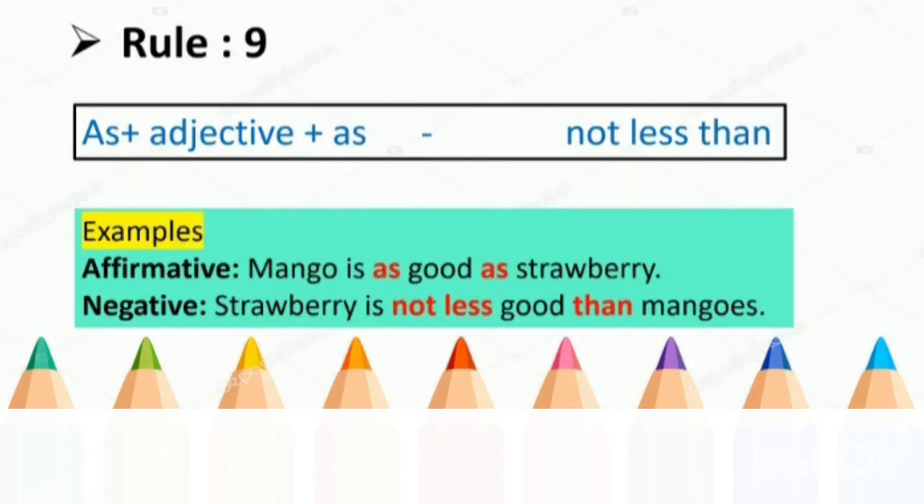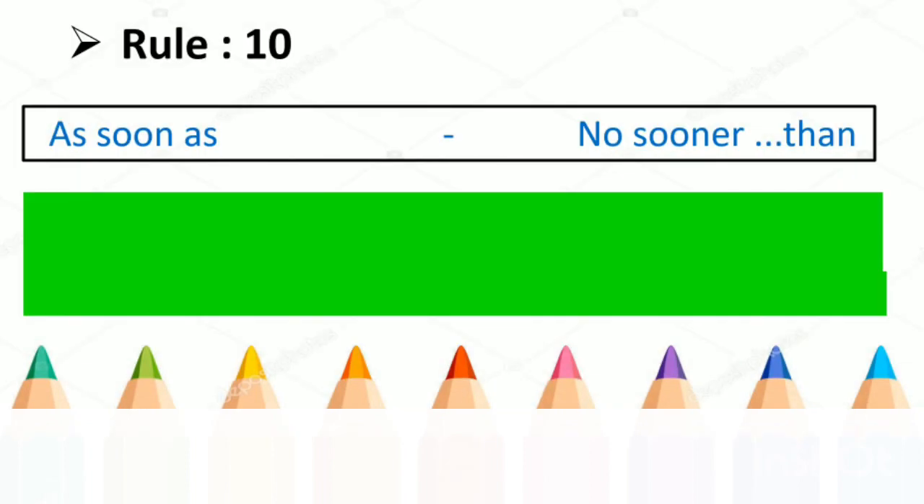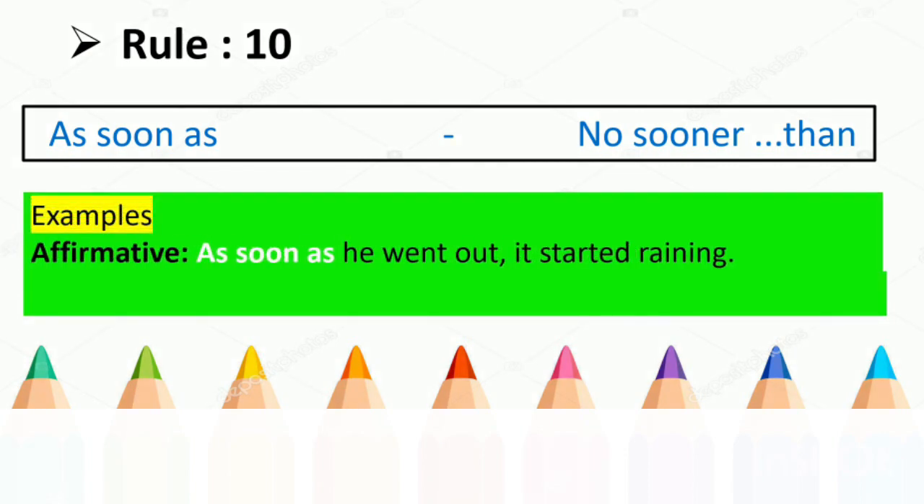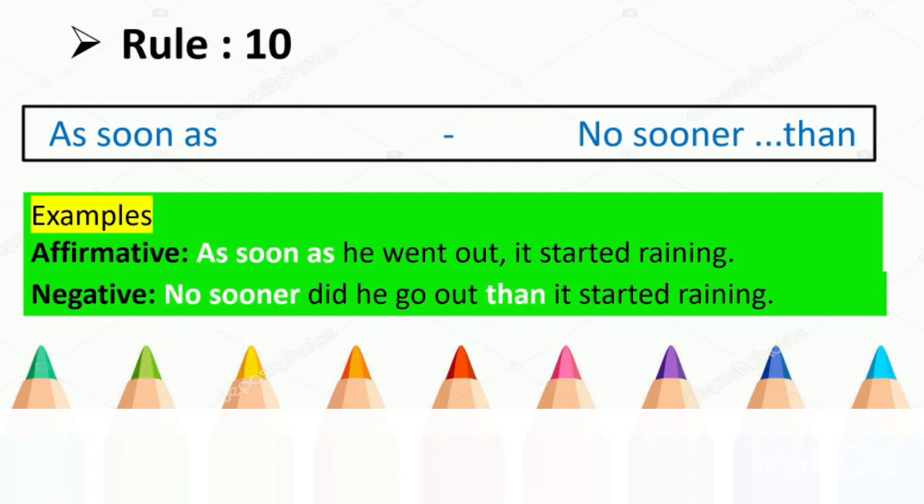Rule number 10. As soon as is converted into no sooner than. Example, as soon as he went out, it started raining. So we can use no sooner, and remember we have to use the conjunction than before the second sentence. Whenever you use no sooner, you have to use this conjunction than with it. So in affirmative, it is: as soon as he went out, it started raining, and in negative: no sooner did he go out than it started raining.